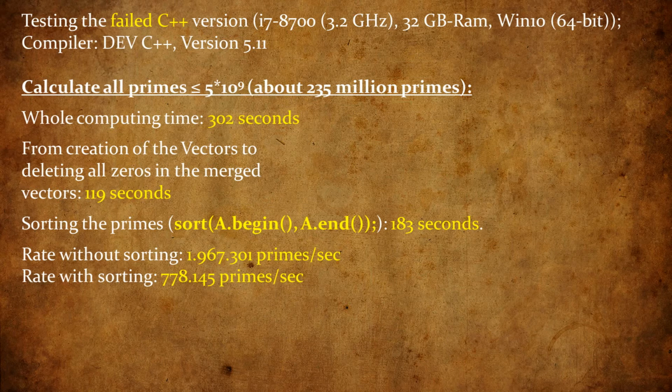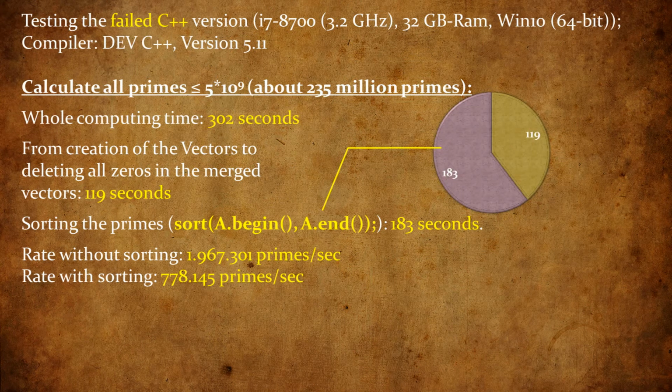The task was to calculate all primes that are smaller than 5 billion, and that's about 235 million primes. The whole computing time was about 5 minutes. It took 2 minutes from creation of the vectors to deletion of all zeros in the merged vectors. But then it took an additional 3 boring minutes just to sort the results.